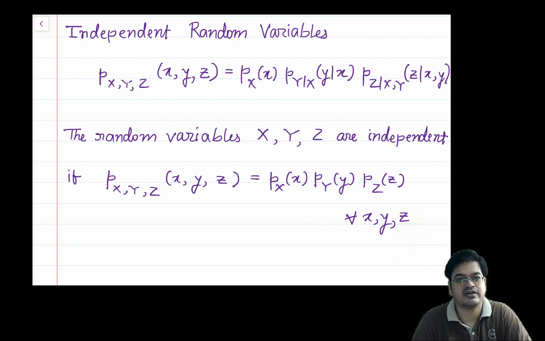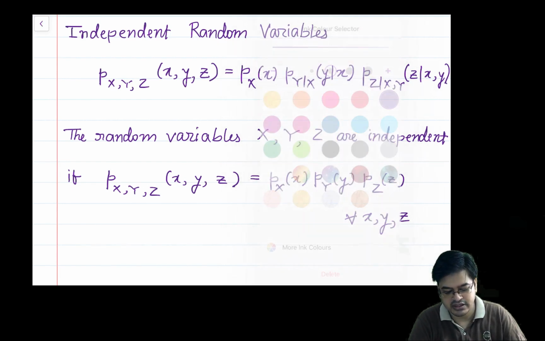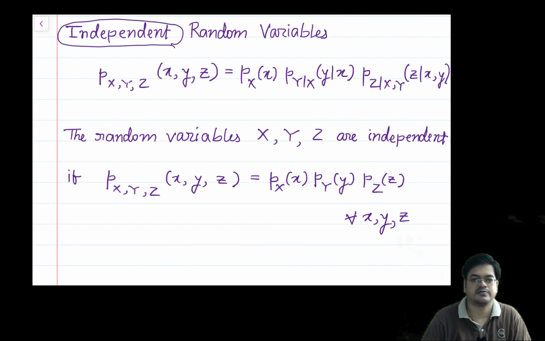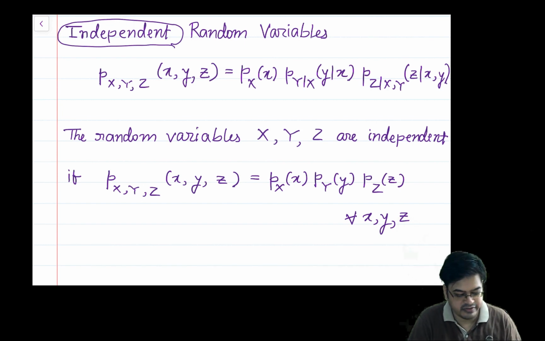So naturally, when we study probability of events, there is one important notion. That notion is of independence. So now the question is, how do we study independence among random variables? So let us first understand the generalized notion of multiplication rule in terms of random variables.